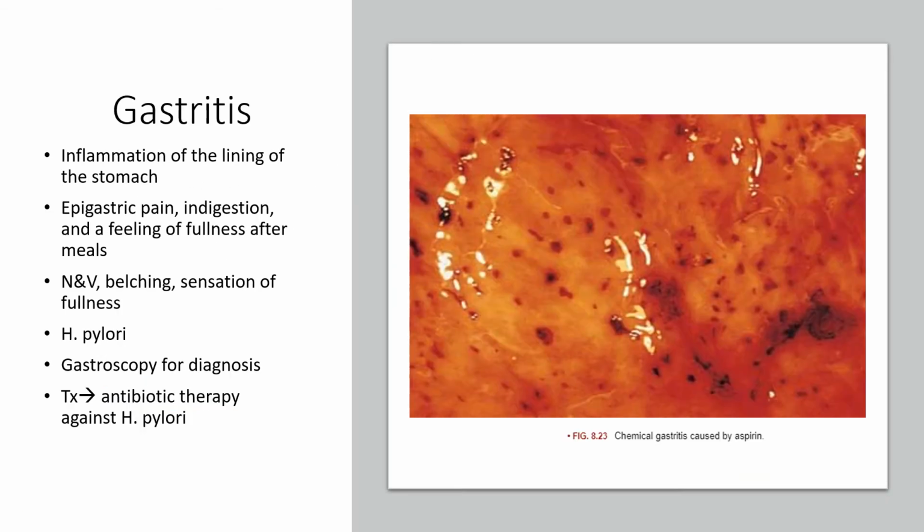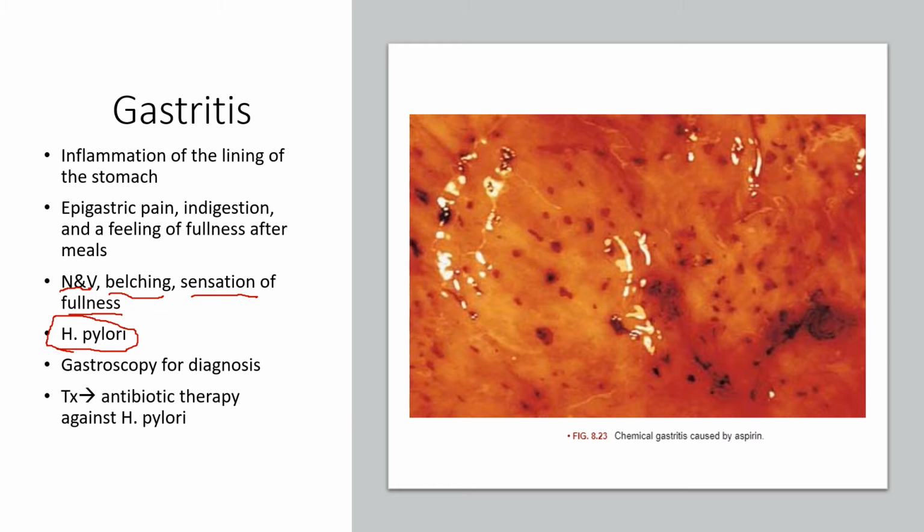Gastritis literally means inflammation of the stomach lining. So the mucosal layer of our stomach normally acts as a physical barrier to help protect us against injury, inflammation, and erosion. But when that stomach lining becomes inflamed, the patient can experience epigastric pain, indigestion, as well as a feeling of fullness after meals. Patient may also complain of nausea and vomiting, excessive burping, and a sensation of fullness from meals that wouldn't normally make the patient feel full. And just like we talked about on the previous slide with the gastric and duodenal ulcers, H. pylori can be a culprit that causes gastritis as well.